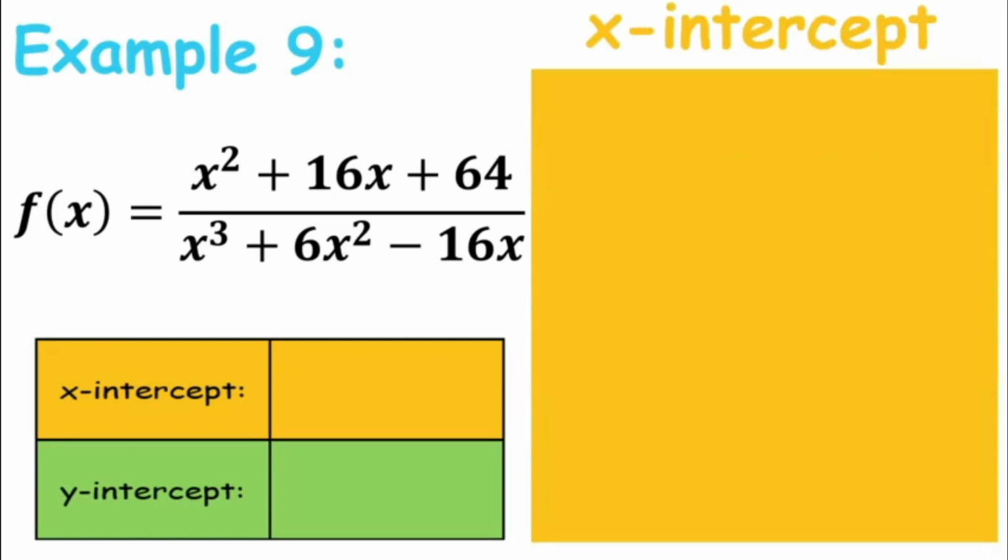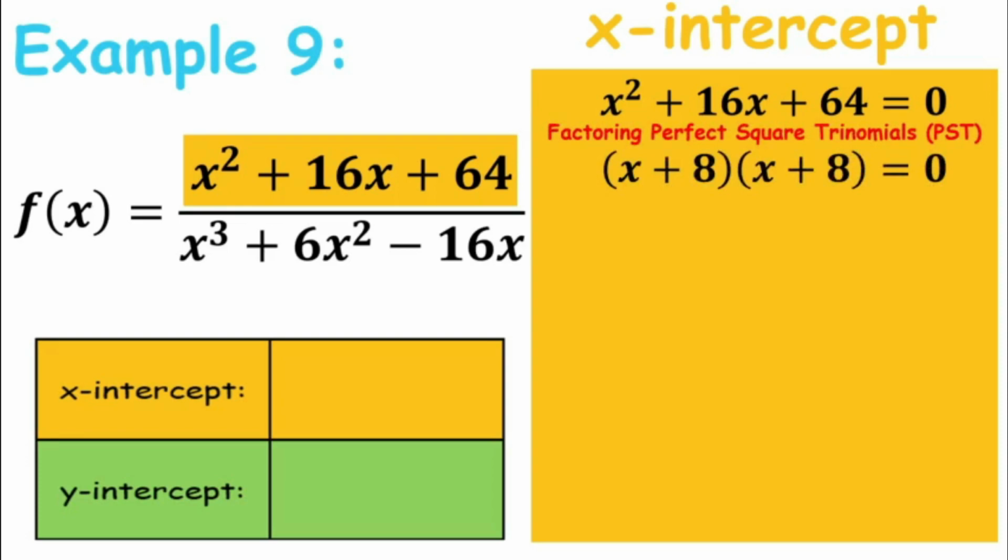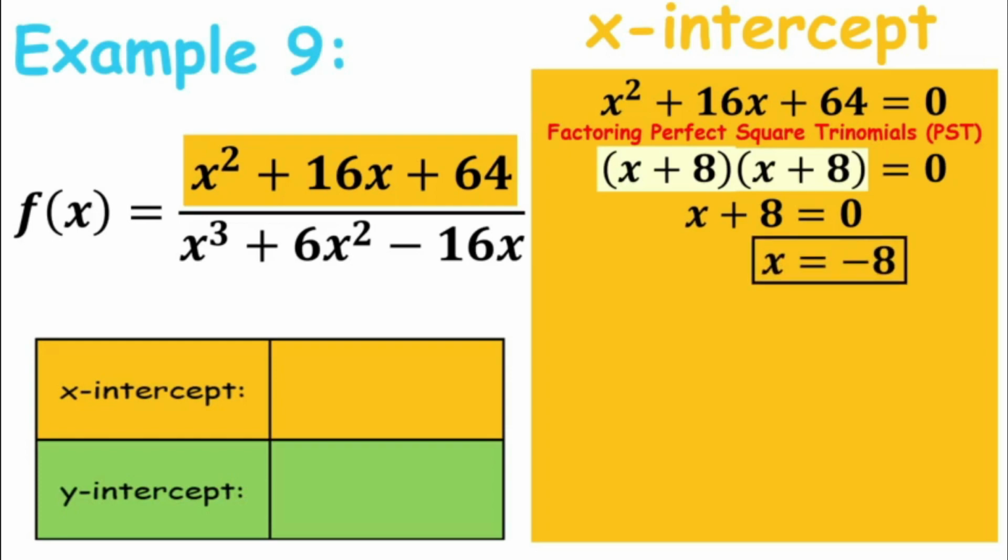Example 9. The numerator is x squared plus 16x plus 64. x squared plus 16x plus 64 is equal to 0. The factored form of the quadratic is (x plus 8) times (x plus 8). Since the factors are identical, we only have one possible x-intercept. Just equate x plus 8 to 0, then solve for x. Transposing positive 8, we get x is equal to negative 8.